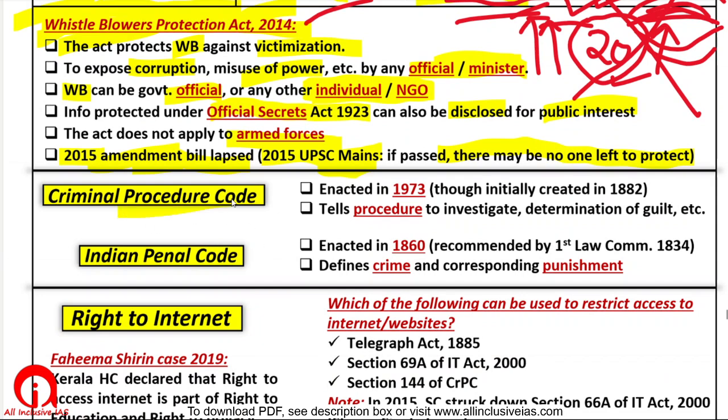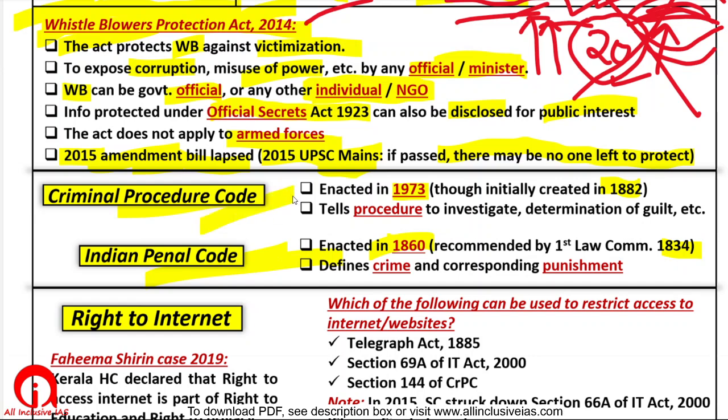So CrPC was enacted in 1973, though initially it was created in 1882. IPC was enacted in 1860. See, in 1834, under Macaulay, when the first Law Commission was formed, it recommended that we should have an Indian Penal Code. However, it was only in 1860 that IPC was enacted.